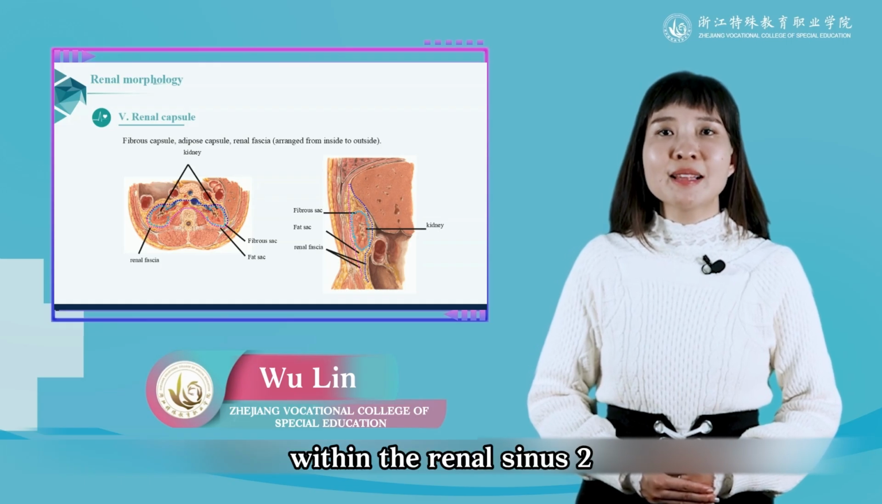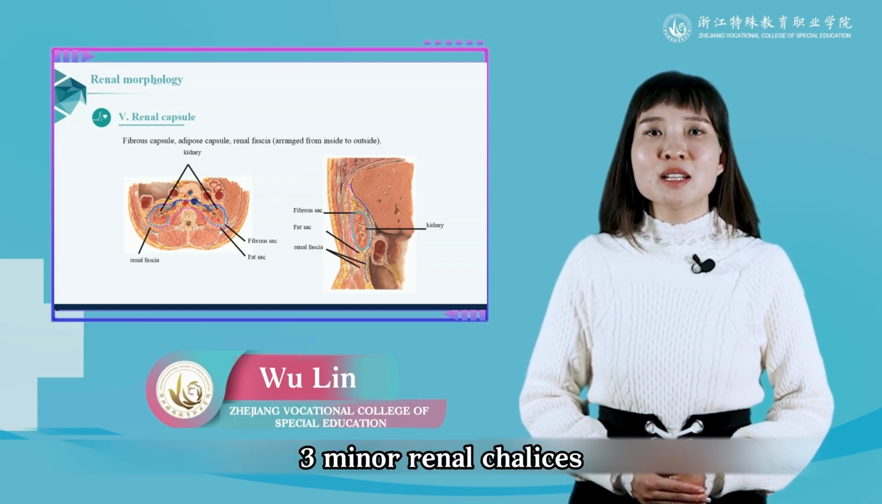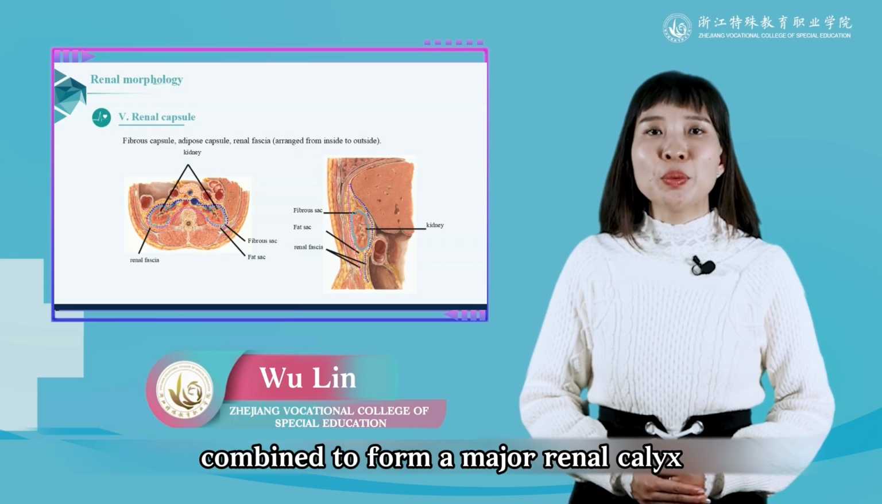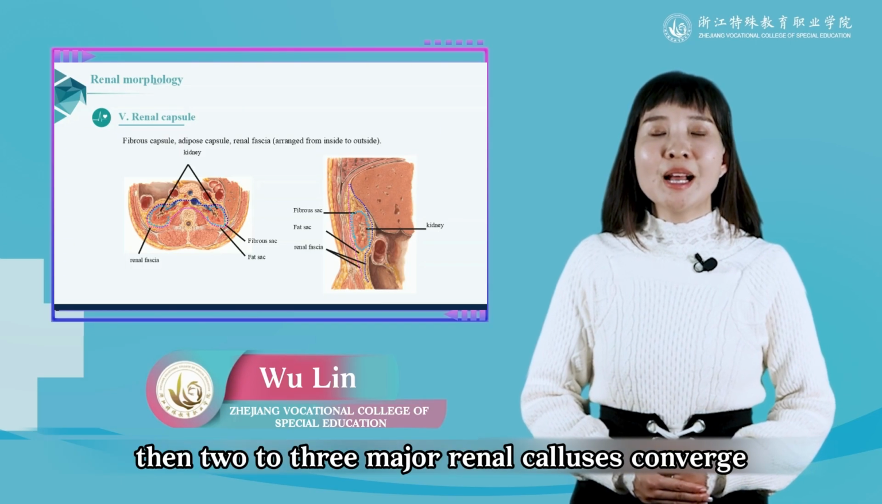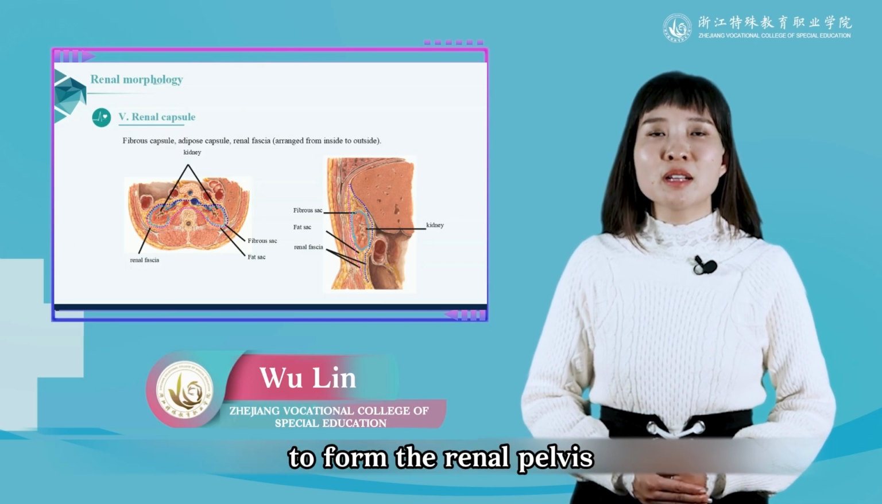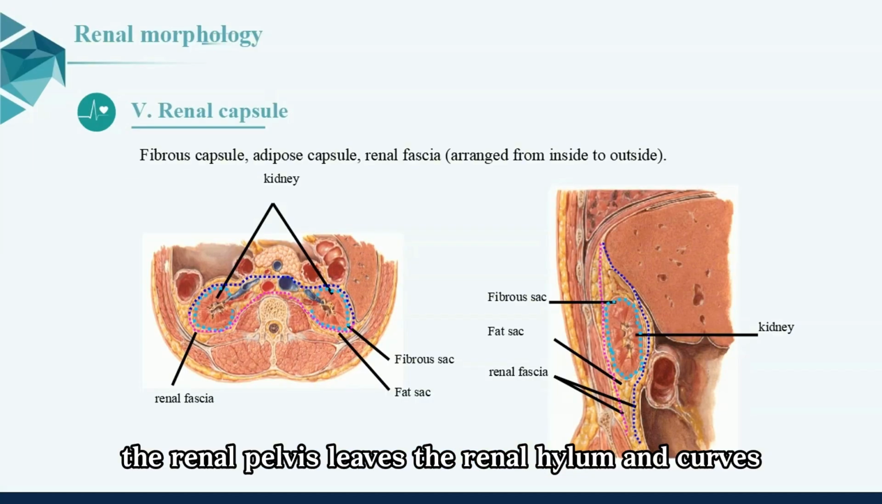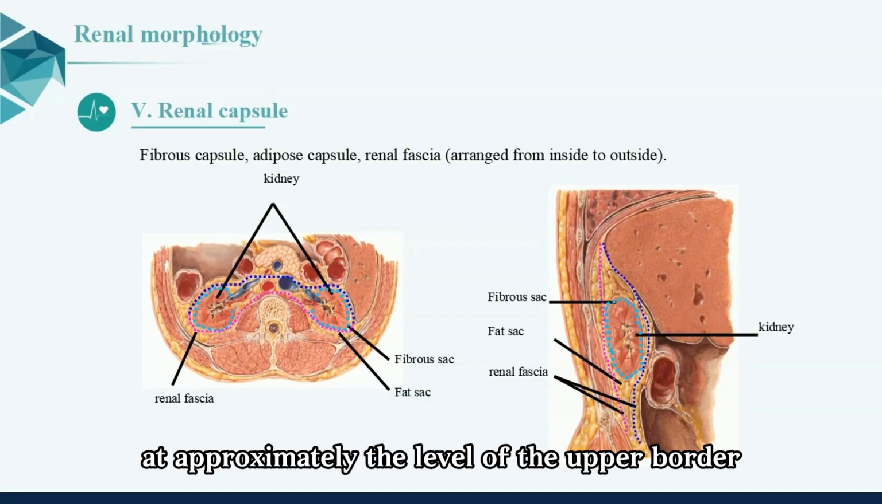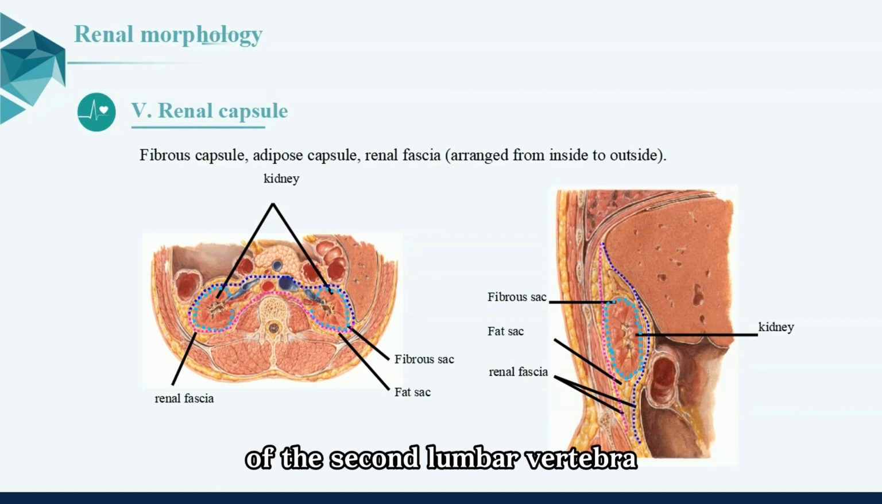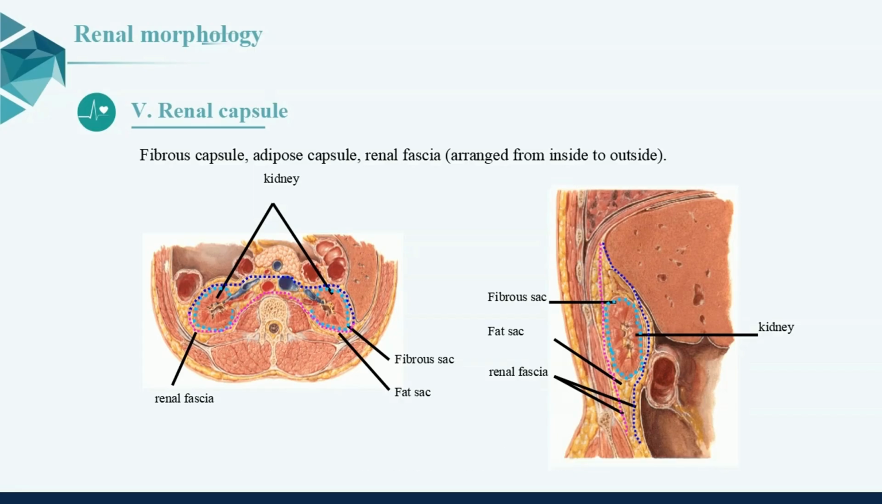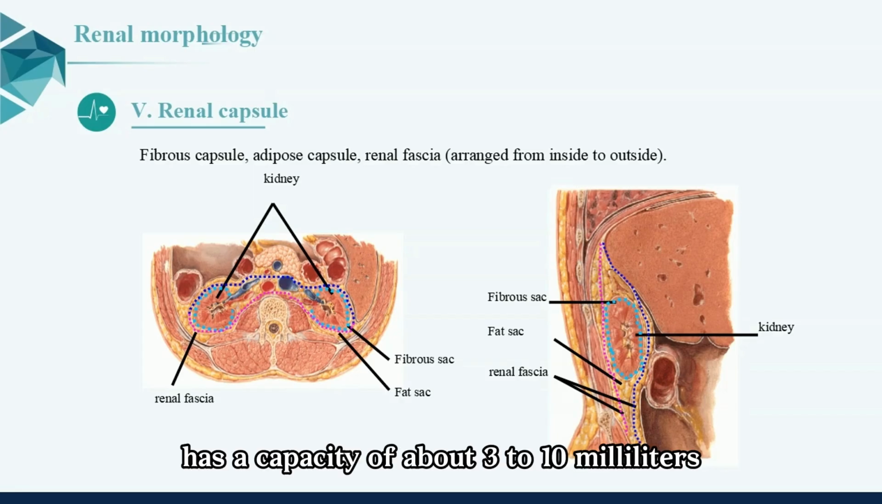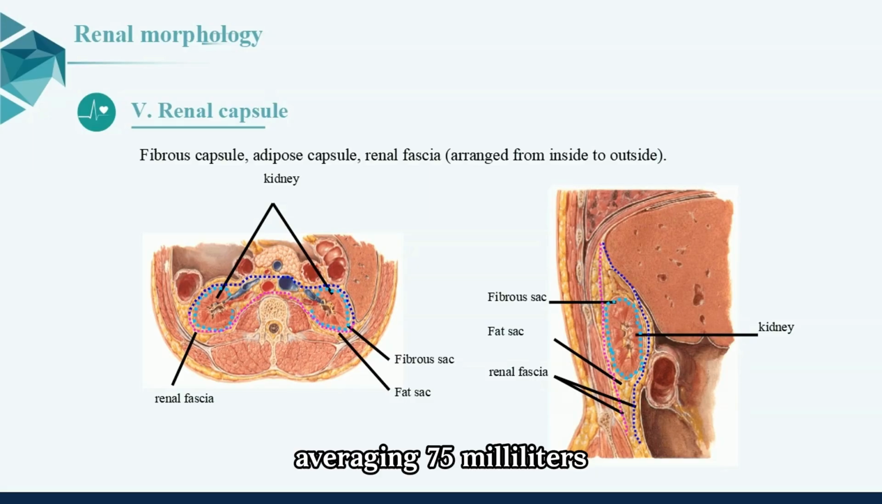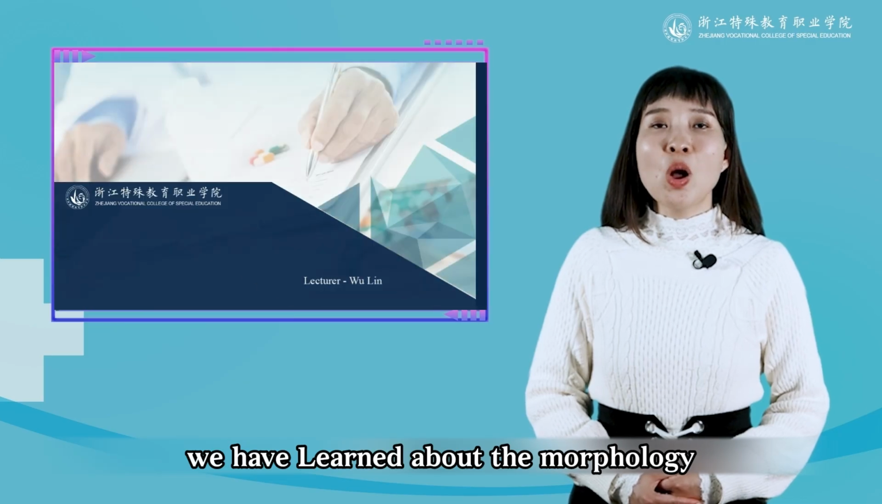Within the renal sinus, 2-3 minor renal calyces combine to form a major renal calyx. Then, 2 to 3 major renal calyces converge to form the renal pelvis. The renal pelvis leaves the renal hilum and curves downward. At approximately the level of the upper border of the second lumbar vertebra, it gradually narrows and becomes continuous with the ureter. The adult renal pelvis has a capacity of about 3 to 10 milliliters, averaging 7.5 milliliters.